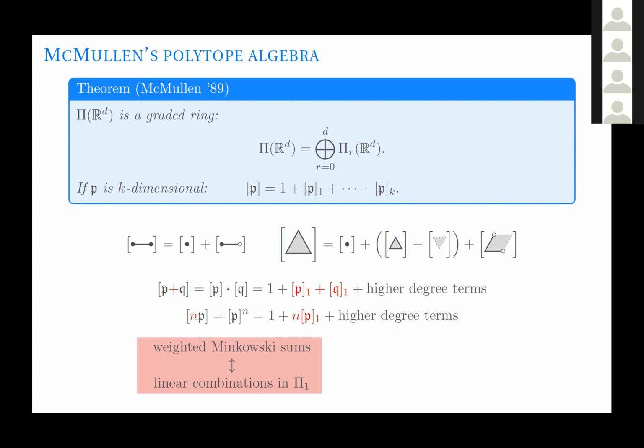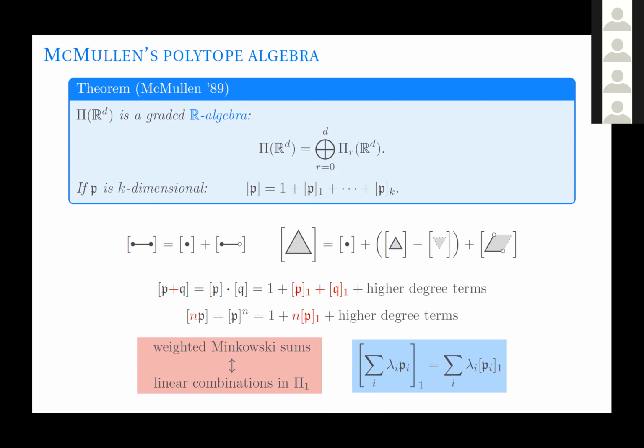And we can say this by saying that weighted Minkowski sums of polytopes, or Minkowski sums where we are also allowed to dilate our polytopes by non-negative factors, translate into linear combinations in this first graded piece of this algebra. And here I'm just saying the same thing in formulas. And if you notice, because these lambdas can be any real number, we're giving this first graded component at least the structure of a real vector space.